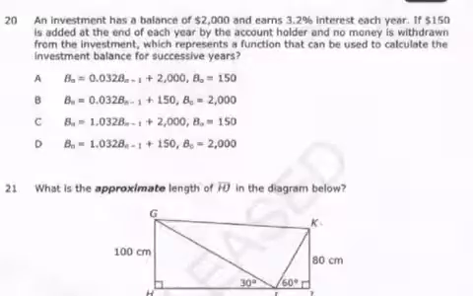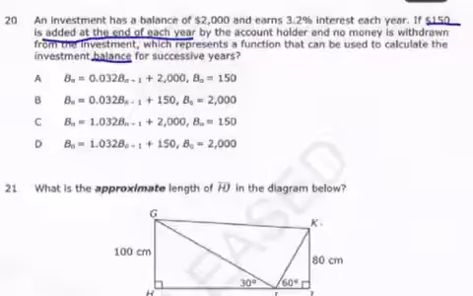Number 20, an investment has a balance of $2,000 and earns 3.2% interest each year. And it says 150 is added at the end of each year by the account holder and no money is withdrawn from the investment. And they want the function that represents future years, how much is going to be in the account. So it's not the interest they're wanting, it's the actual balance.